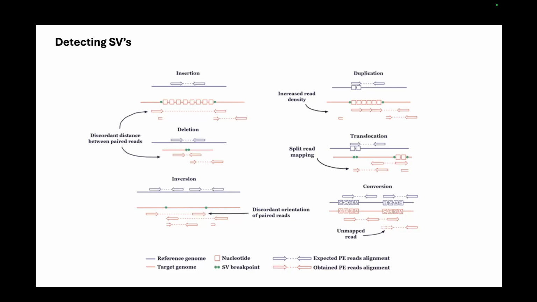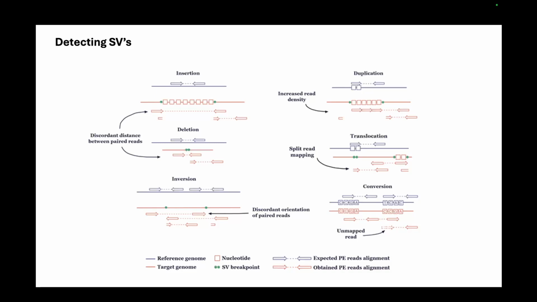And in case of deletions, again, if you want to see deletions, the depth will dramatically decrease at that particular area of the genome. Now, translocation is a very interesting SV that is detected using split reads. So, what are split reads?